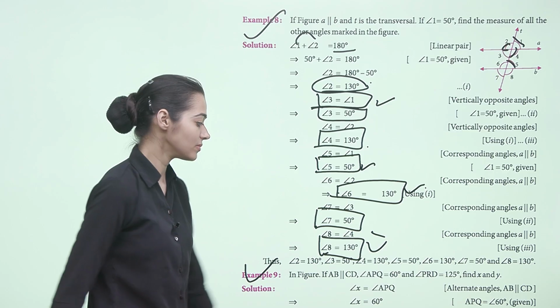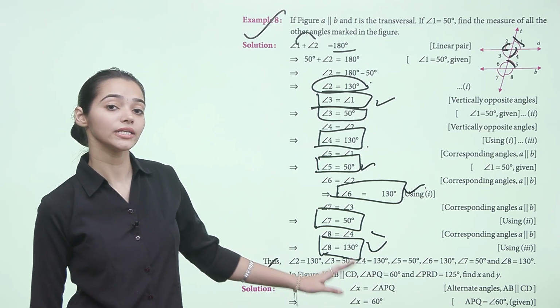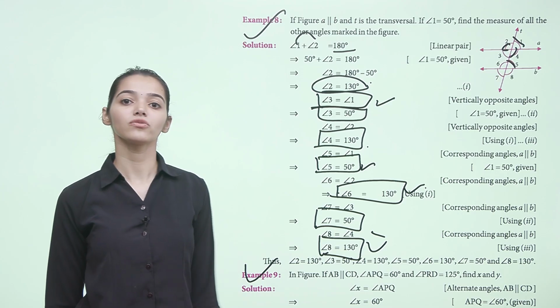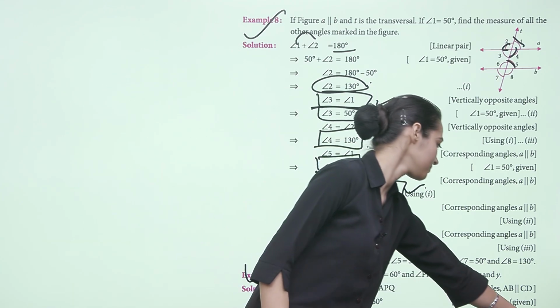Now let's look at example number 9. Here in this figure we are told that AB is parallel to CD. Angle APQ and PRD are given. We have to find x and y.